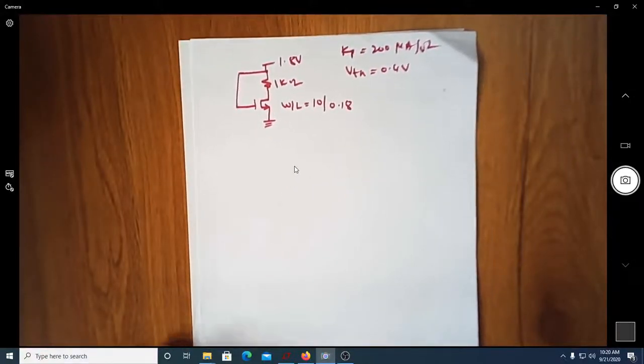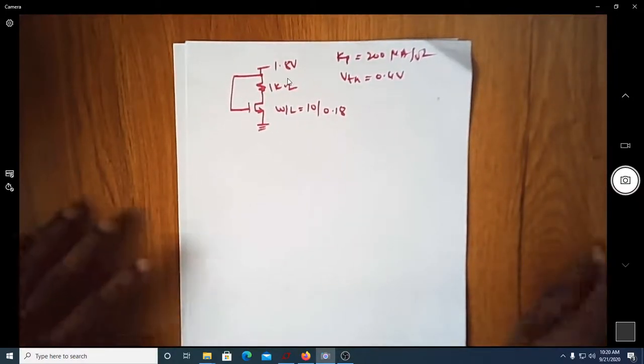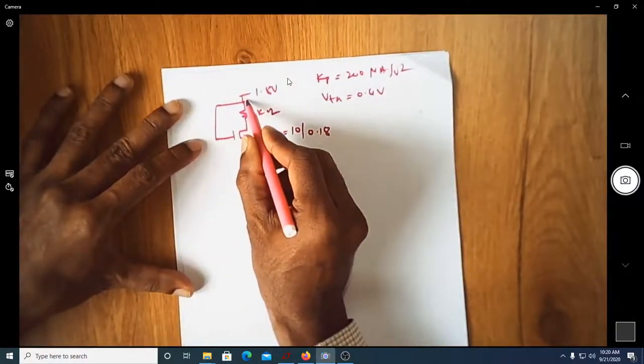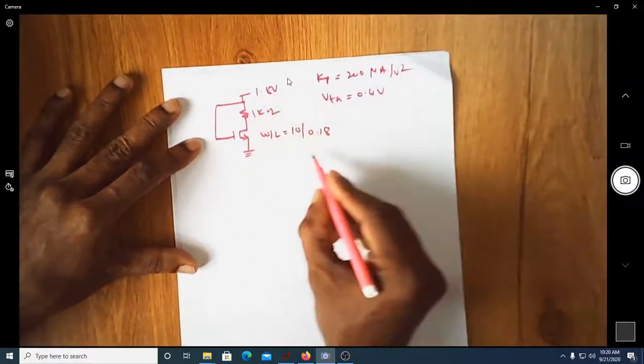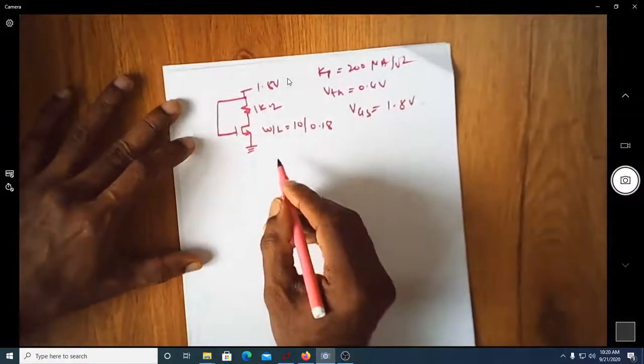Okay, let us try to find this particular problem. What is the value of ID? Looking at this equation, it is pretty clear that the gate is connected to VDD, that is 1.8 volt. So naturally, VGS happens to be 1.8 volt.